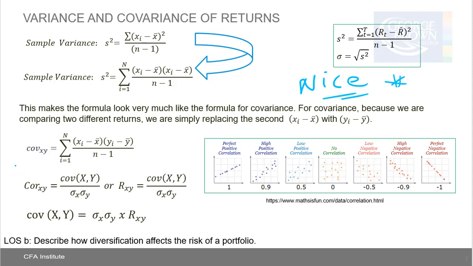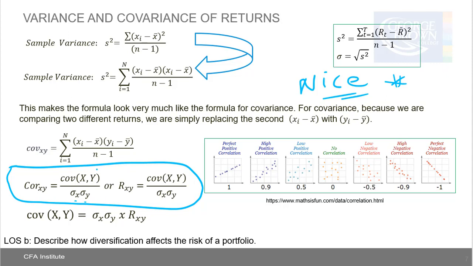Basically, the point that I want to get at is here is the formula for correlation. The formula for correlation is the covariance of the two assets divided by the standard deviation of x times the standard deviation of y.